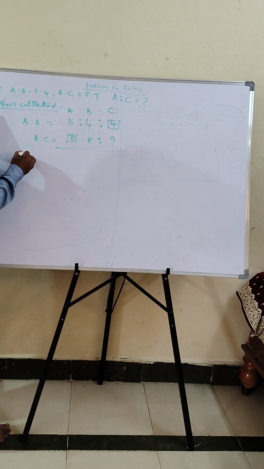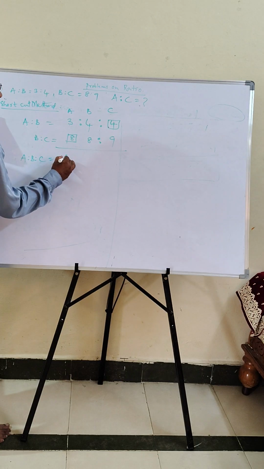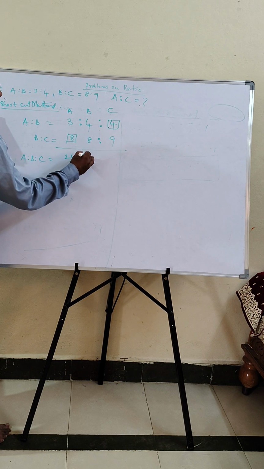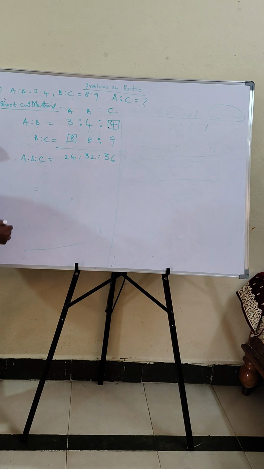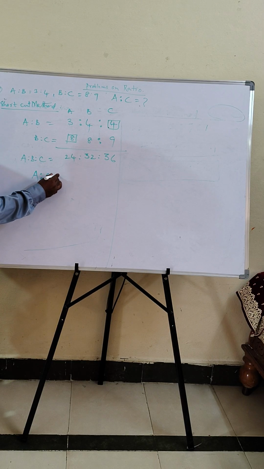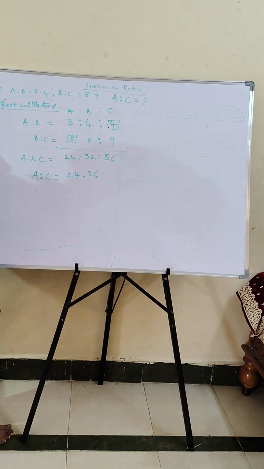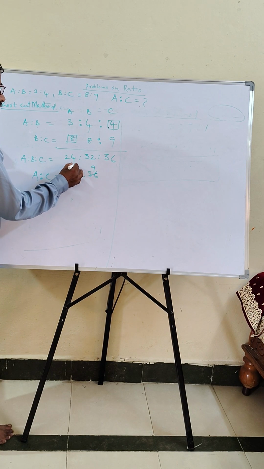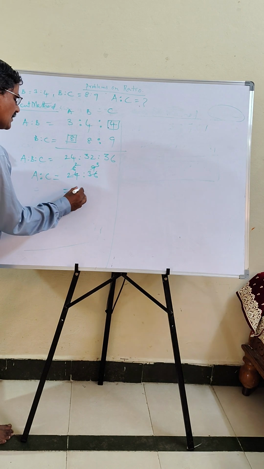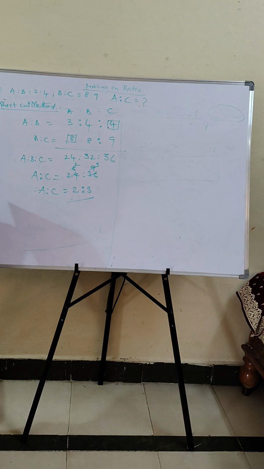Multiply these two factors. A is to B is to C equal to 3 8s are 24, is to 4 8s are 32, is to 4 9s are 36. We want to find out only A is to C. A is to C is nothing but 24 is to 36. Here 4 6s are 24, 4 9s are 36, 3 2s are 6, 3 3s are 9. Here we get 2 is to 3 is the right answer. A is to C is 2 is to 3.